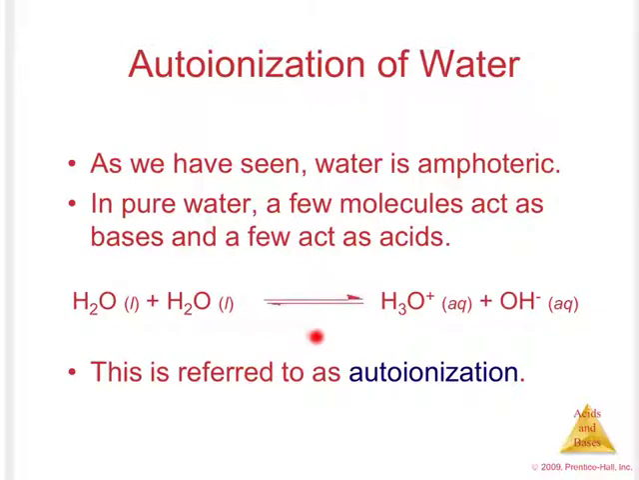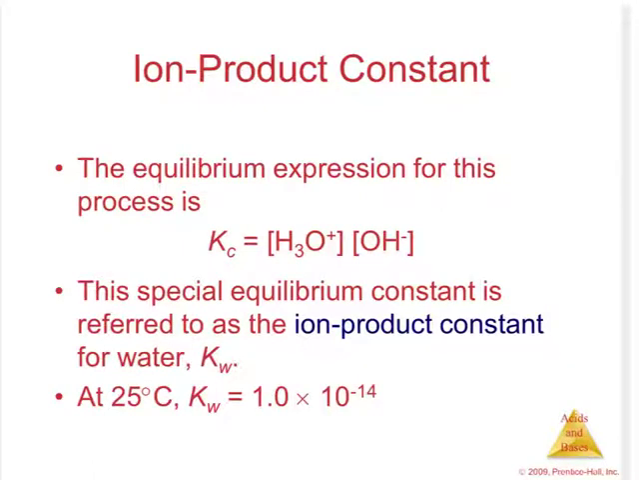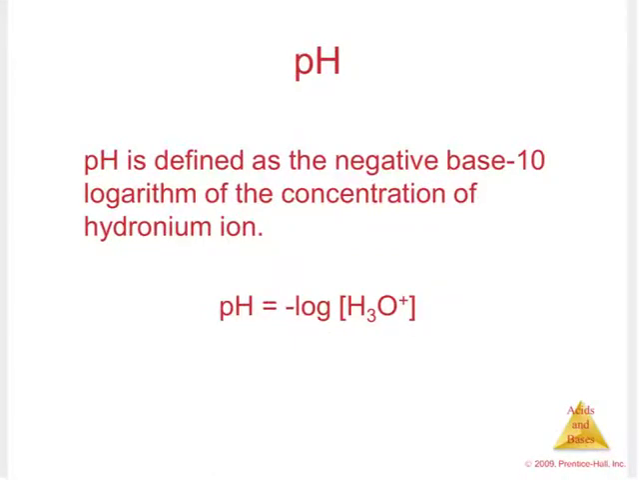And this in and of itself is an equilibrium process. If we're to write an equilibrium expression for the autoionization of water, it would look like this, omitting the water in its liquid form. This constant is known as the ion product constant for water, and we give it a special label, Kw. And at 25 degrees Celsius, the Kw, ion product constant for water, is 1 times 10 to the negative 14th. We can use the ion product constant for water to determine the pH of a solution.